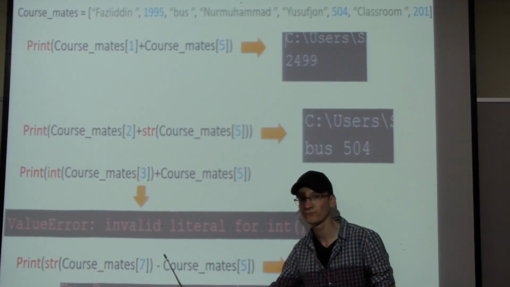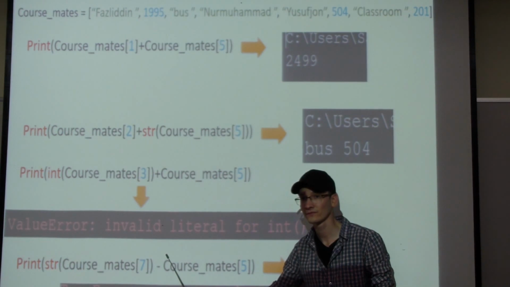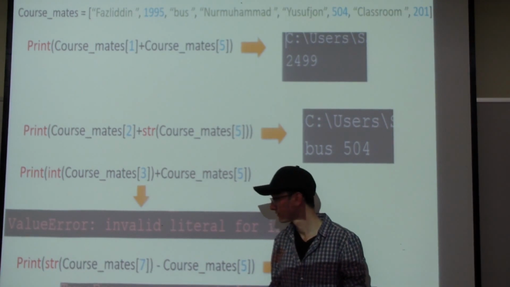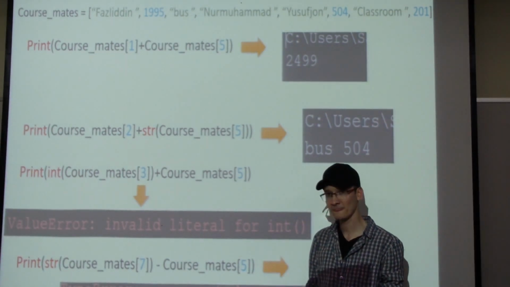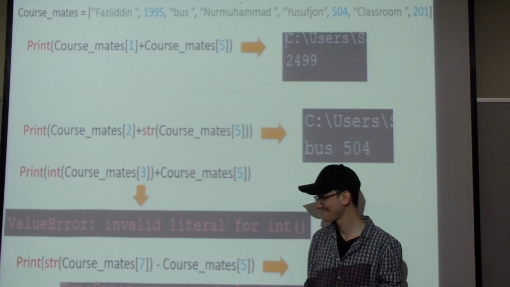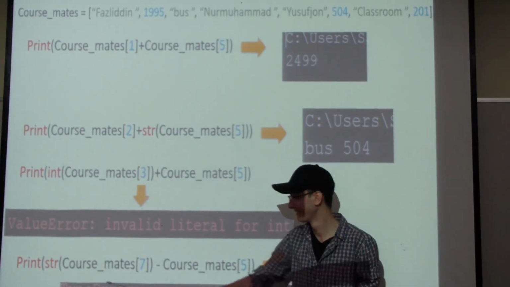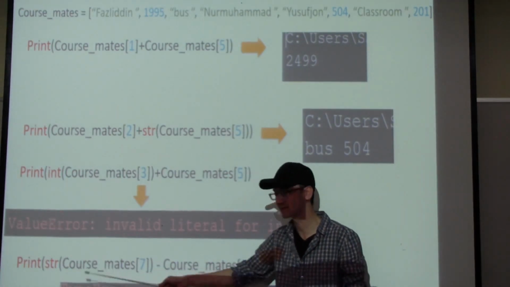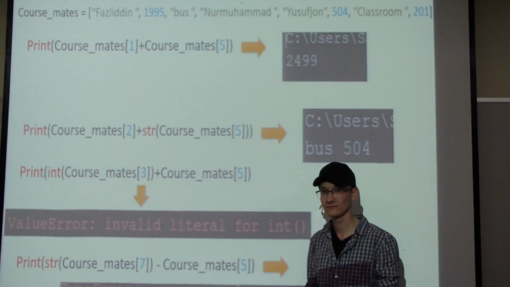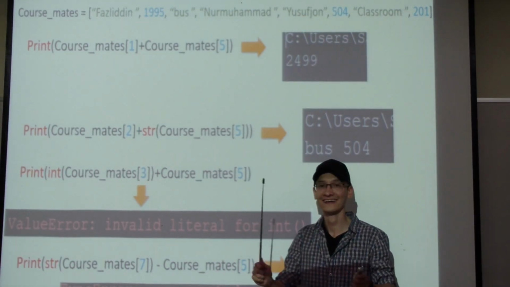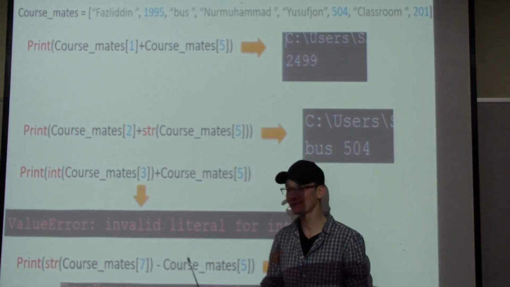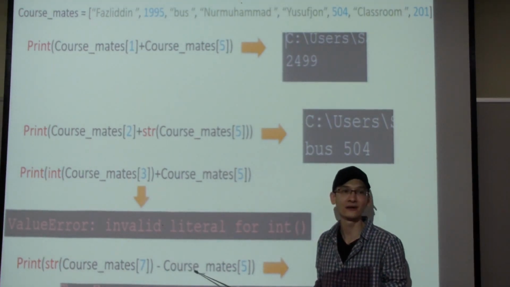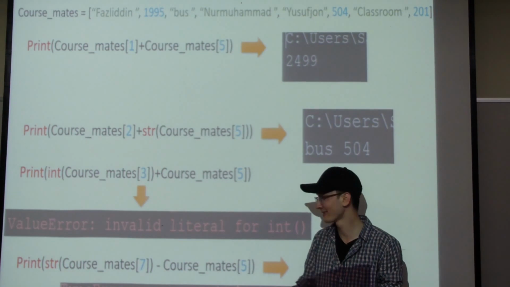If there is not a string for coursemate 7, and coursemate 5 has a string, it will be impossible. Because this is a number and this is a string. Now both of them are strings. Would it be possible to print? Impossible, because we have minus.